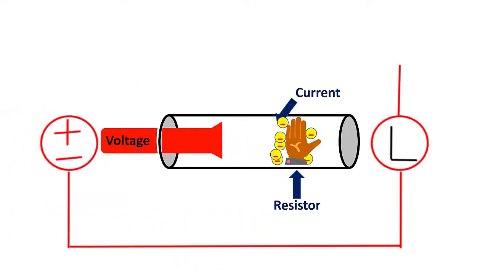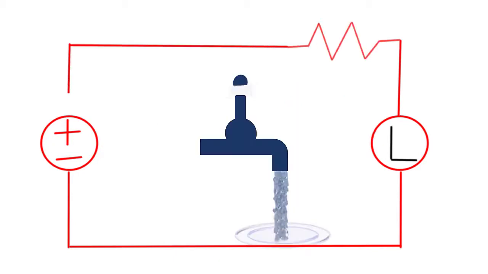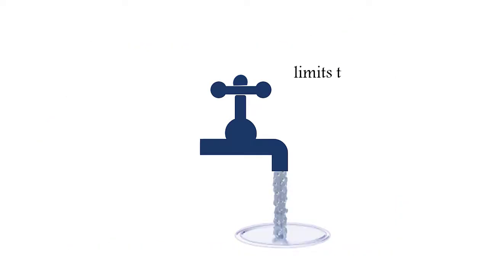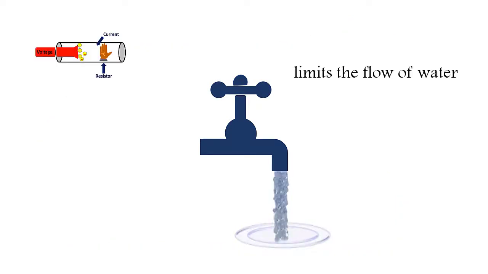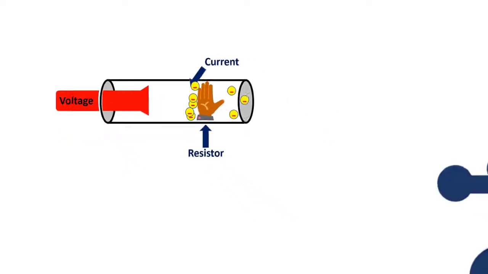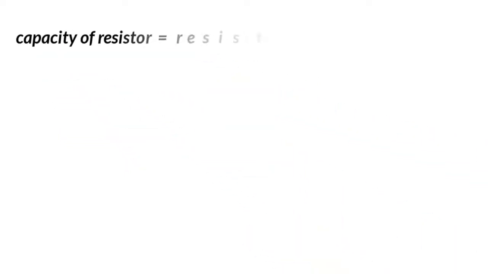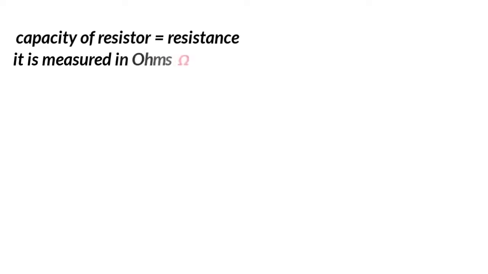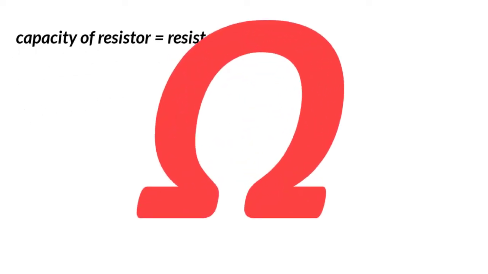Resistor is a passive electronic component that resists or limits the flow of electric current in the circuit. To visualize the concept of resistor in a simple way, let us take an example of water tap as shown here. The tap limits the flow of water in the pipe, so we can imagine the tap as a resistor, since resistor also limits the flow of current in the circuit. The capacity of resistor is called as resistance. It is measured in ohms and is denoted by the letter omega.